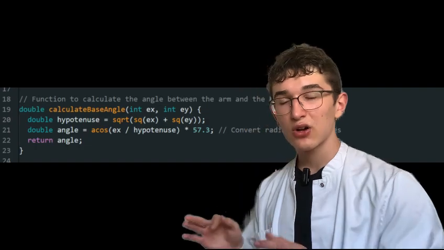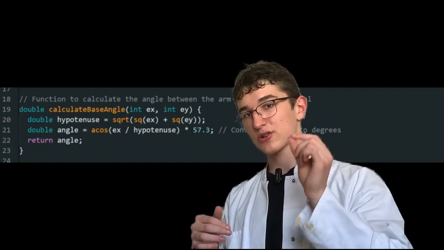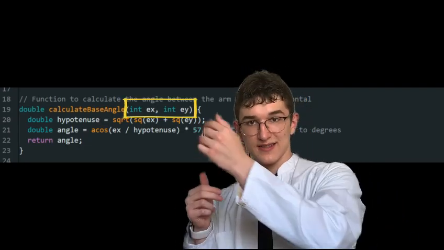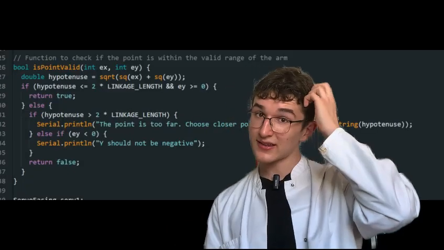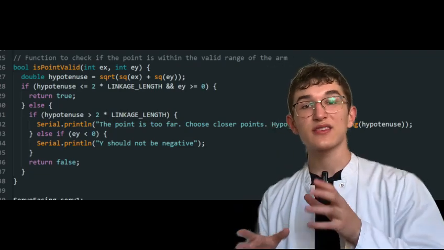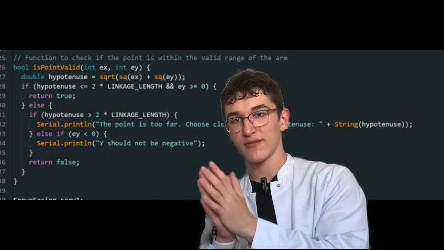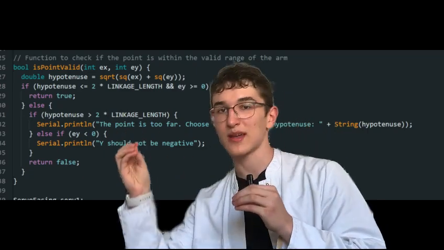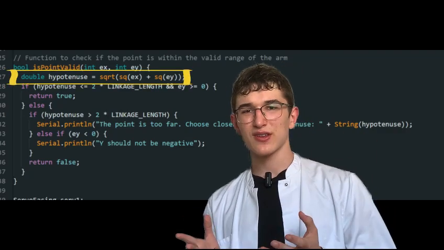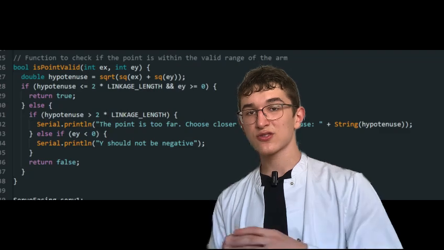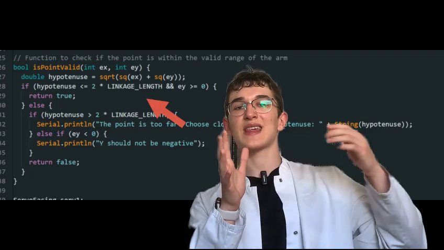The second function now takes x and the hypotenuse, so it also takes the y coordinate, and calculates the base angle. Now the third function, and this is why I got how the coordinates and the coordinate frames work, just checks if a point is inside the work envelope, if our robot can even reach that point. So it first calculates the hypotenuse and sees, okay, is the hypotenuse even inside the range? It calculates the hypotenuse and sees if it is smaller than 2 times the linkage length.